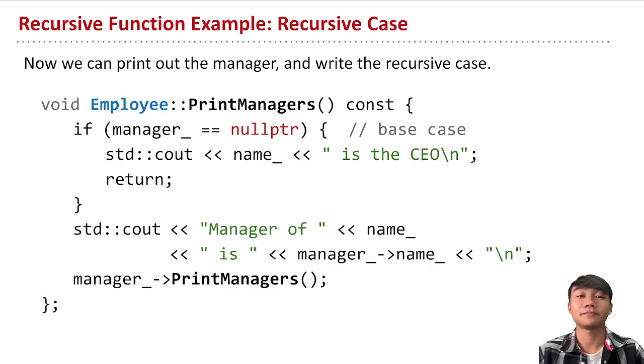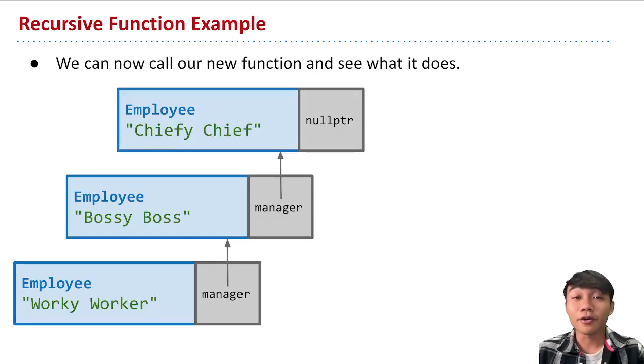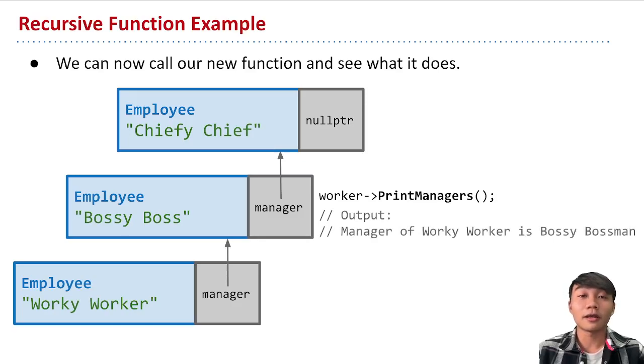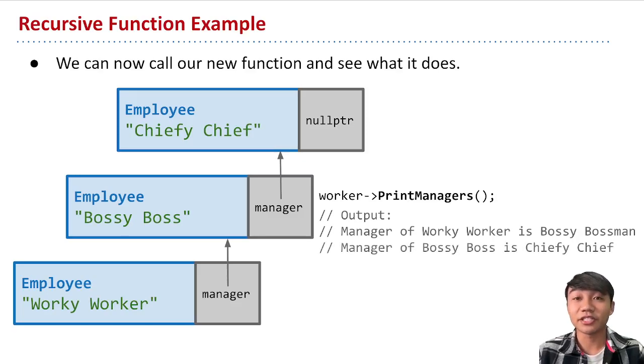So let's see this in action. So if I invoke worker.printManagers, the function will print out the worker's manager. Then it's going to make a recursive call on bossy boss, and it's going to print out their manager, and then it's going to make a recursive call on Chiefy Chief. And Chiefy Chief has no manager. You can see it doesn't point to any other employee object. So it hits the base case and it satisfies that condition. It's a null pointer. And because Chiefy Chief has no manager, it's just going to print out that Chiefy Chief is the CEO.